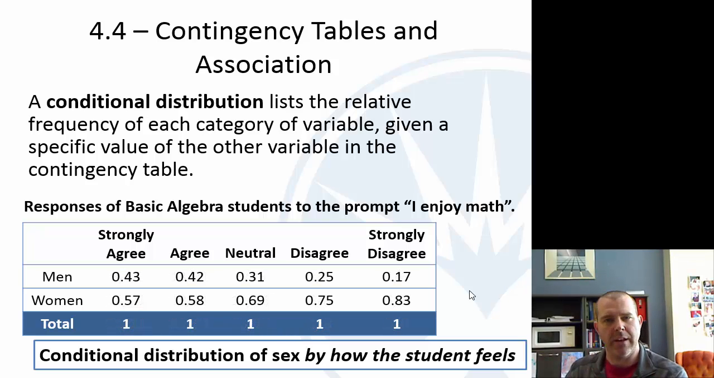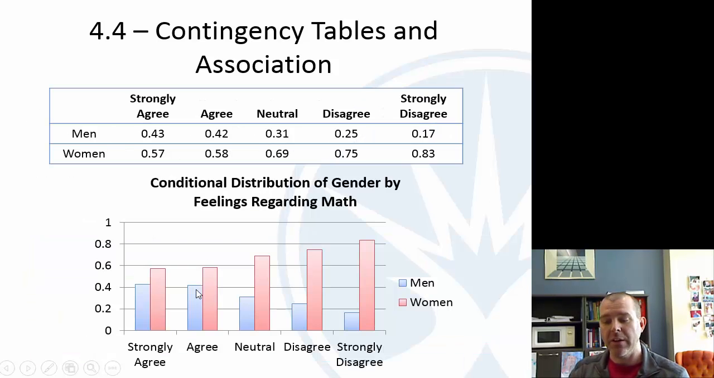That's the one where I did the decimals. So these should all add up to 1, because this is the distribution by how the student feels. So 43% of those that answered strongly agree were men. 42% of those that answered agree were men, etc. And then we can do the other way.